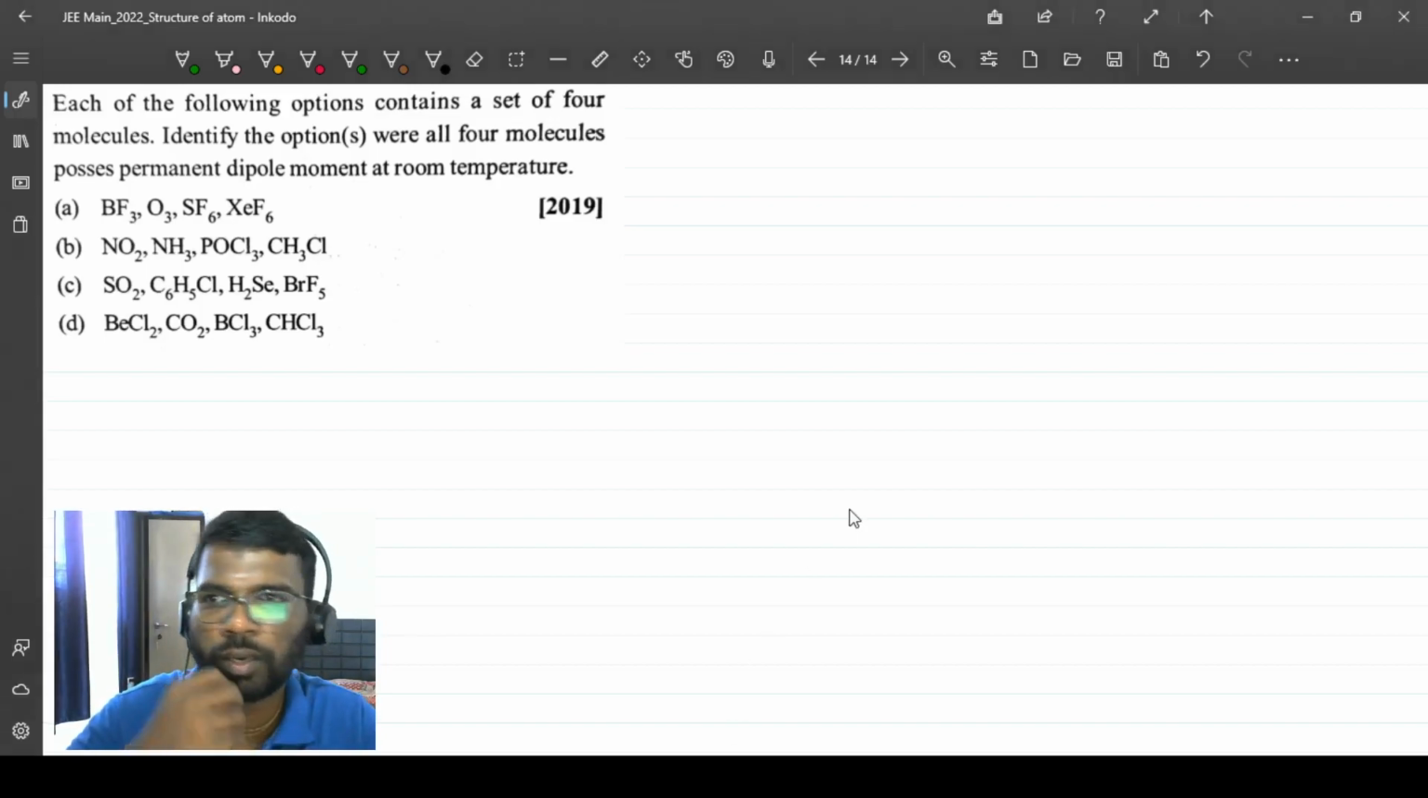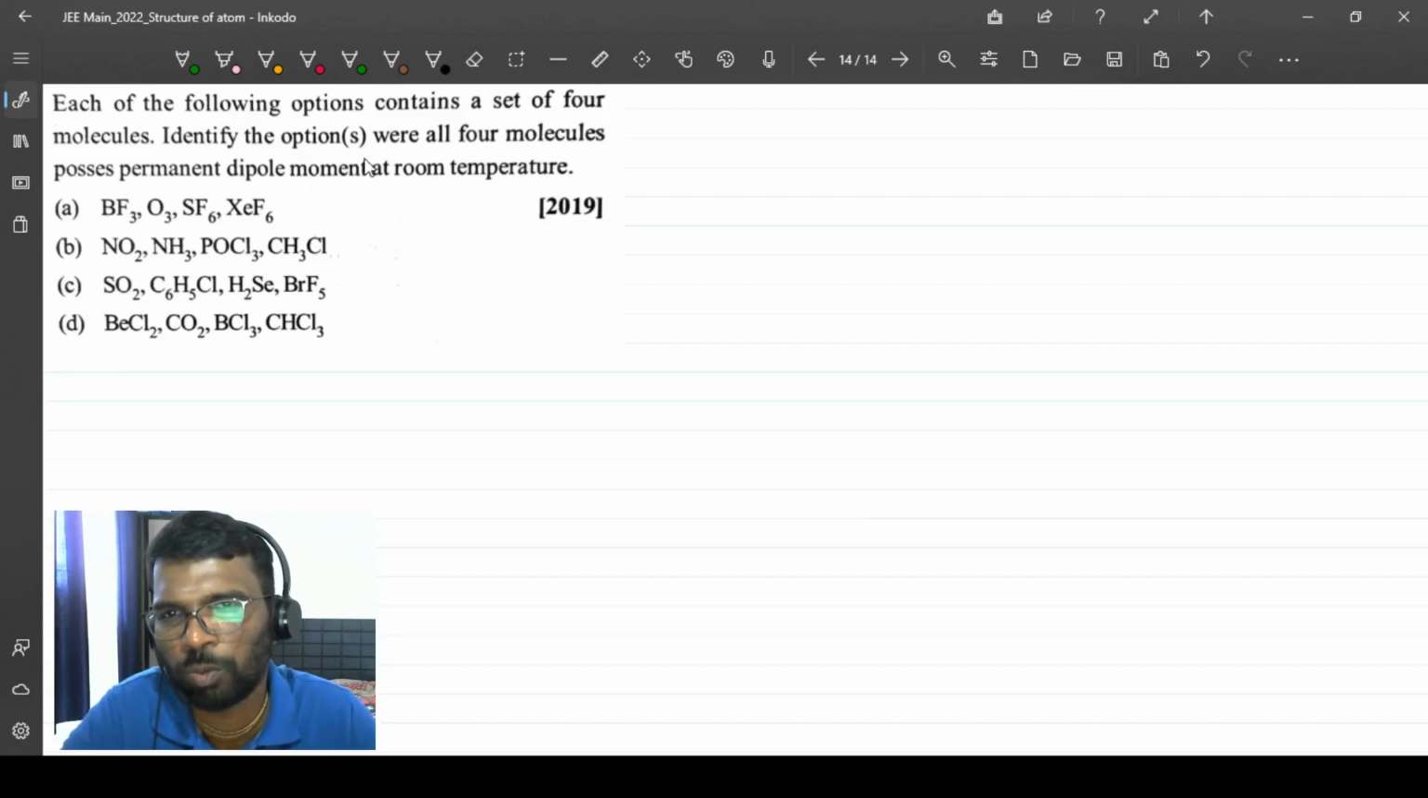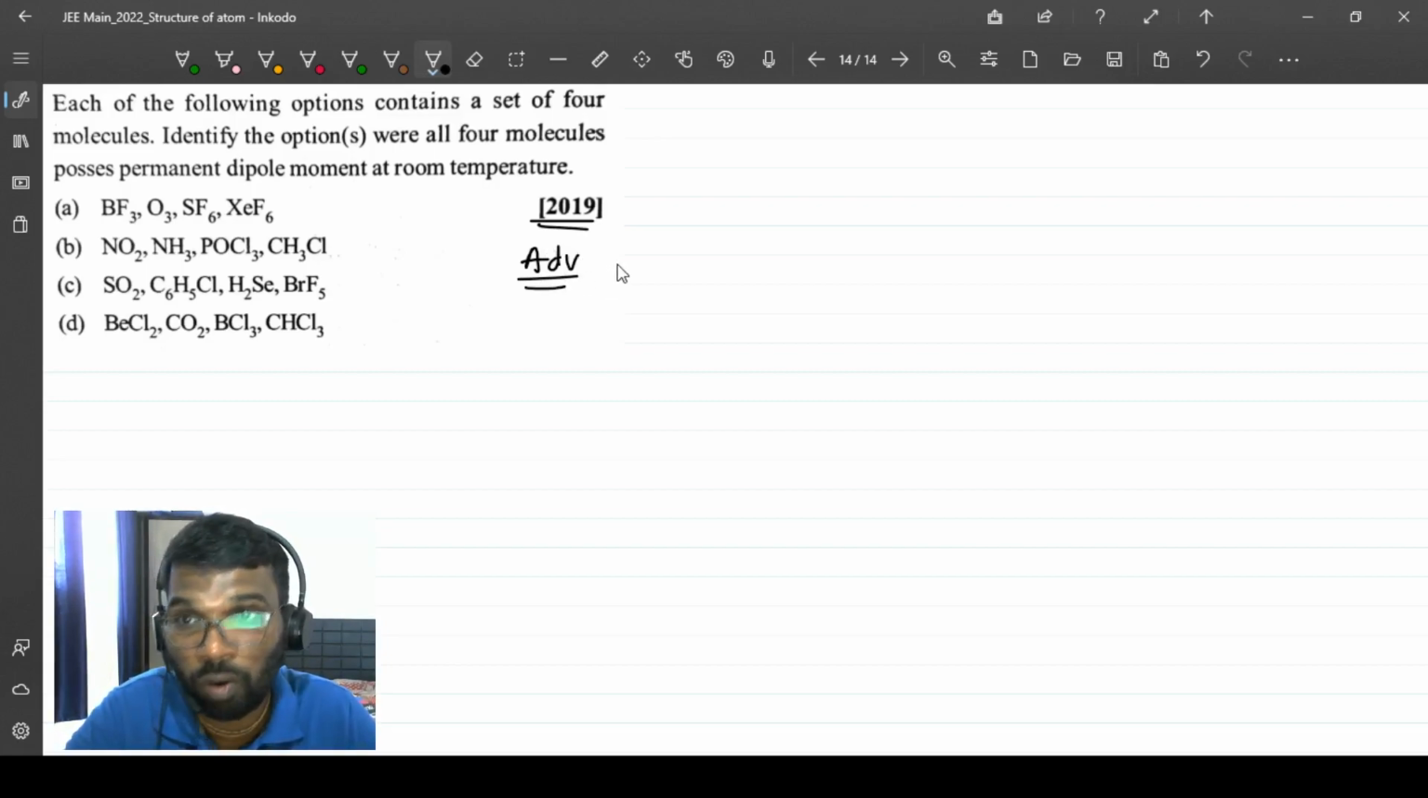Here is one more question based on the dipole moment. Each of the following options contains a set of four molecules. Identify the option or options where all four molecules possess a permanent dipole moment at room temperature. This was a question of JEE Advanced 2019. Here more than one option may be correct, or sometimes only one option is correct. We have to find the set where all four have a permanent dipole moment.